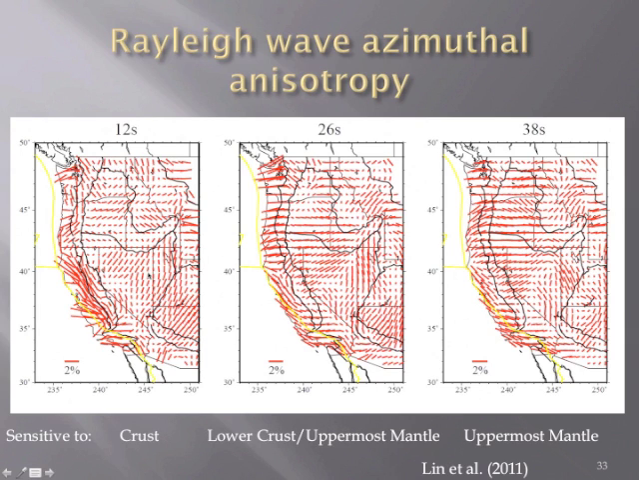But here, I just want to point out that at short period and long period, we do have very different anisotropy patterns. For example, in the Basin and Range, the anisotropy turns from the west to the eastern side. On the other hand, at 12 seconds, it's mostly in the same direction. This suggests the crust and upper mantle have different anisotropy, which will show up in the 3D result I'll show later.